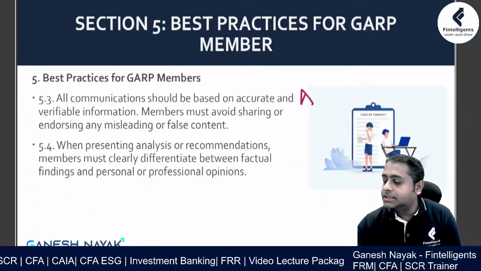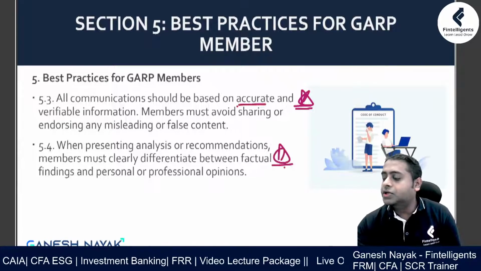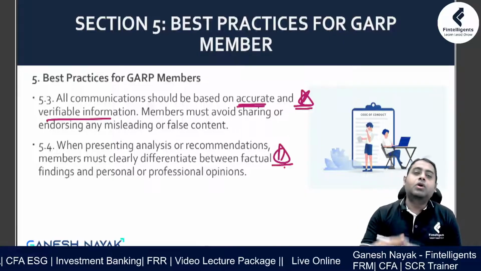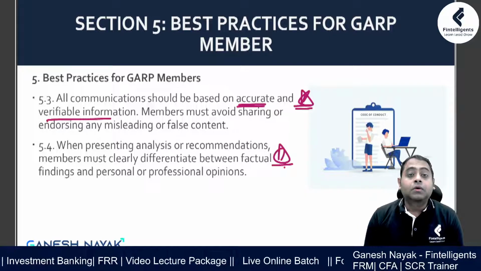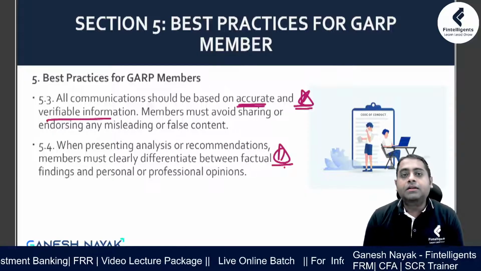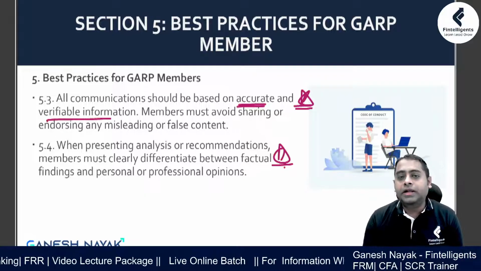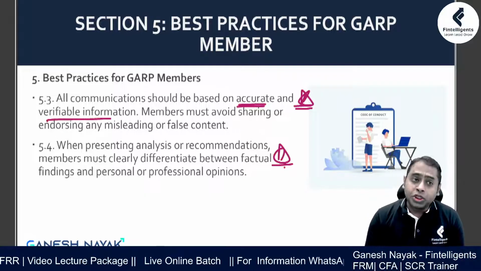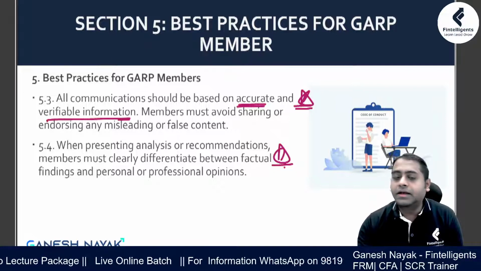Mark this as also star and this as also star. All communication should be accurate and verifiable information. Do not give wrong information to the client. This happens in a lot of cases. When they're selling to clients, they give wrong information. Your product, you'll get your money double in 10 days, 1 month. In the insurance sector also it happens. So don't give incorrect information.